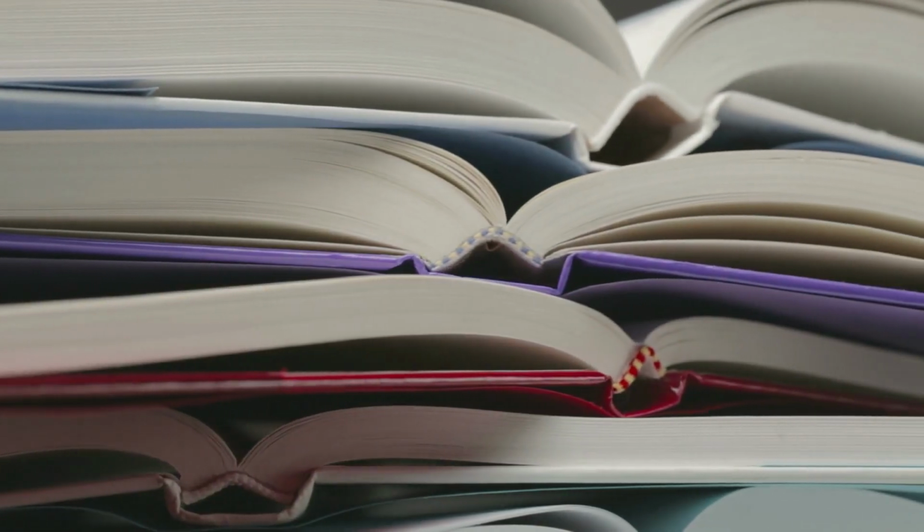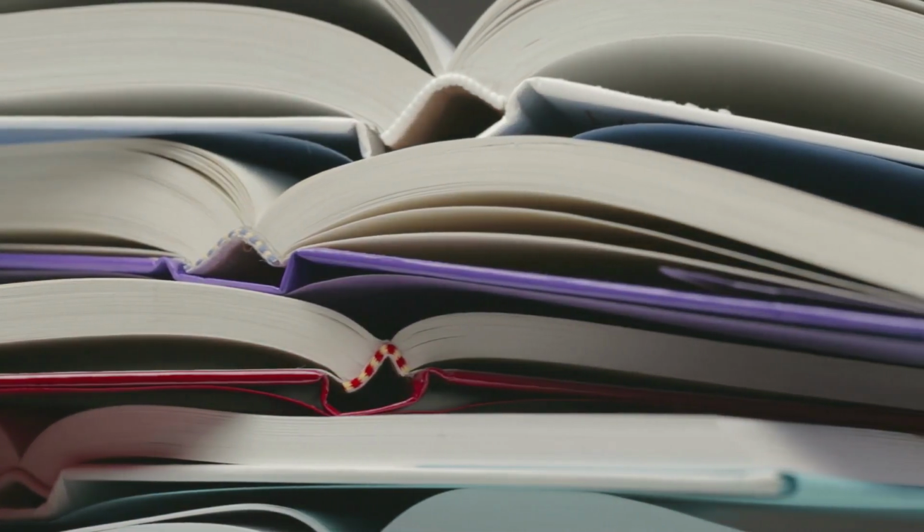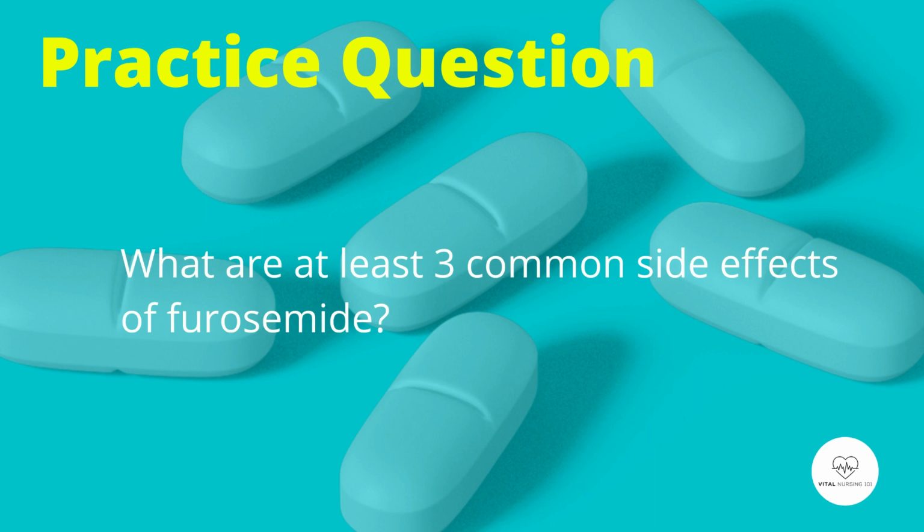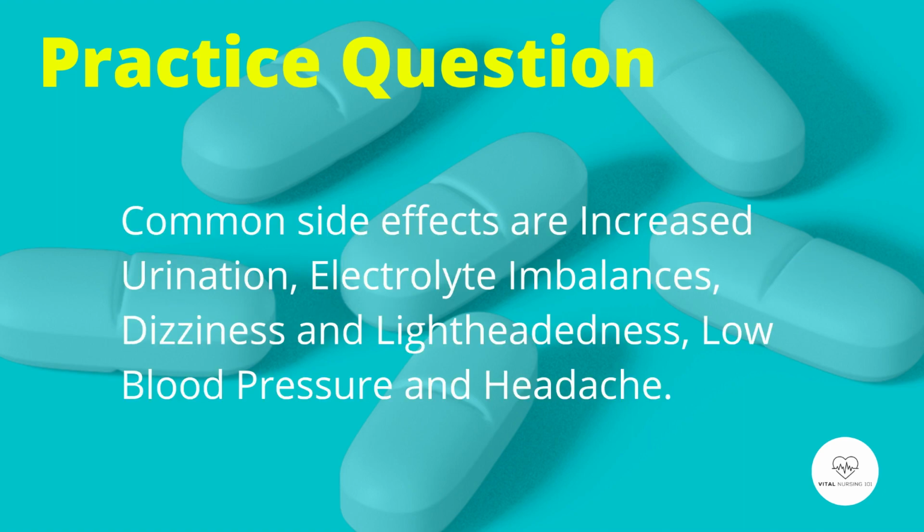Mini quiz. From here, you will answer 3 questions to reinforce your learning. Starting with the first question. What are at least 3 common side effects of furosemide? Pause here while you write down your answers. Common side effects are increased urination, electrolyte imbalances, dizziness and lightheadedness, low blood pressure and headache.